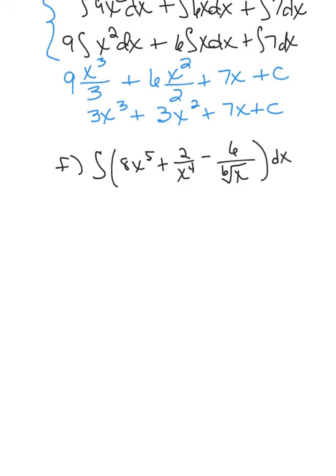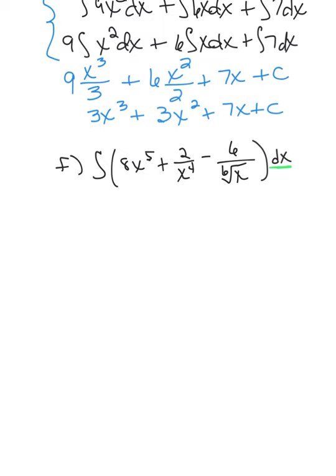For example F, we have the integral of the function 8x to the 5th plus 2 over x to the 4th minus 6 over the 6th root of x, and that is times dx. One thing I haven't talked about yet is what this dx is on here for. That's on there just to tell you that everything in front of it is a derivative. It's just part of the notation that we use to show us that we are doing integration.